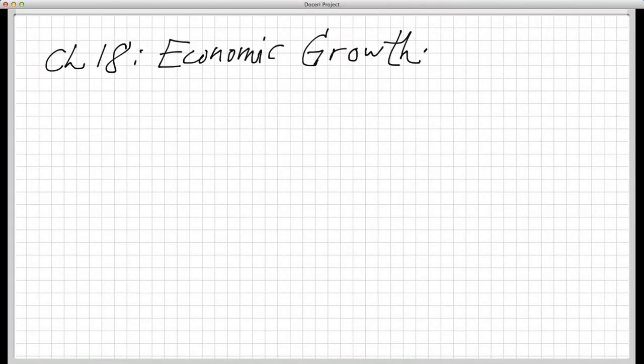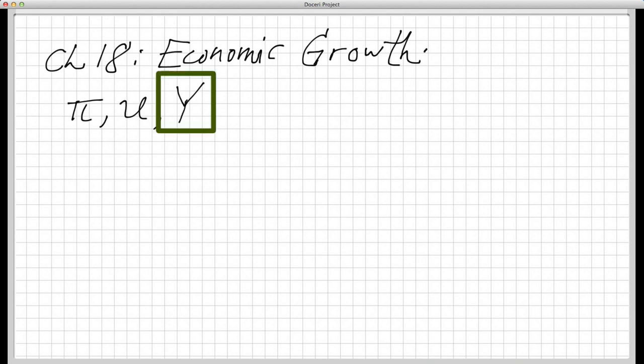In the last few chapters, we've spent a lot of time defining three key variables. They are inflation, unemployment, and output. Output is a particularly important variable, okay? On the first day of class, we said output is an indicator of how well an economy is doing, but a better indicator is output per population.